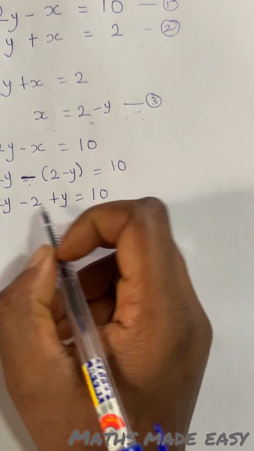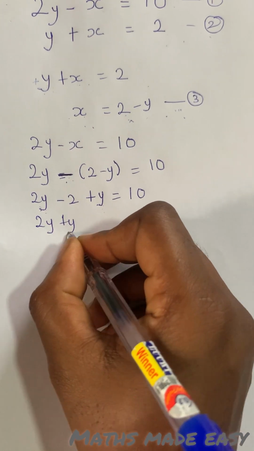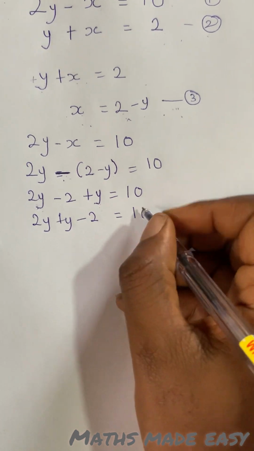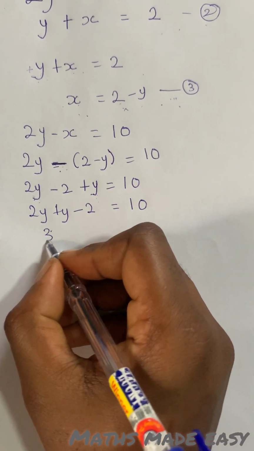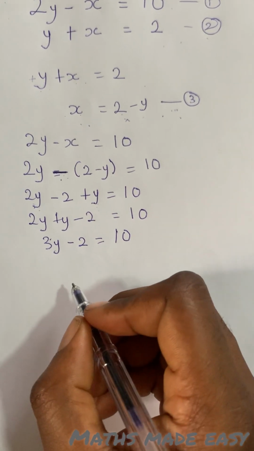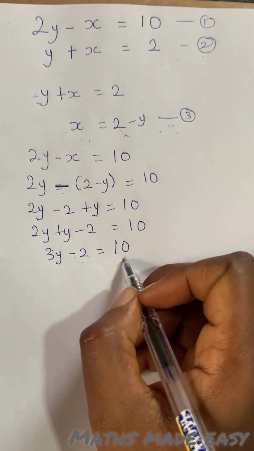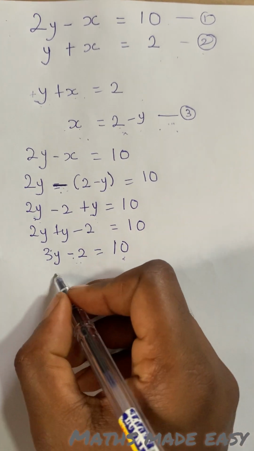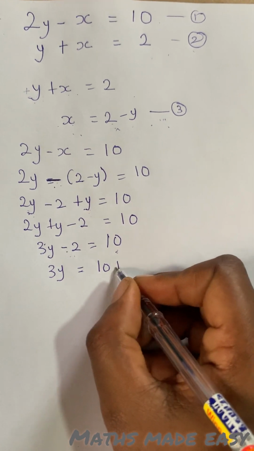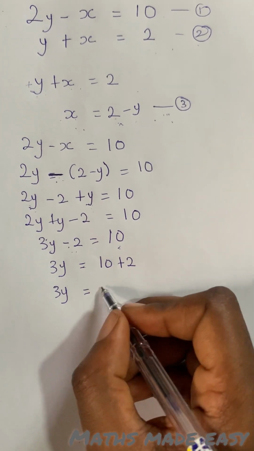Then we'll collect the like terms. 2y and y are the same, so we'll put them together. This equals 2y plus y minus 2 equals 10. So 2y plus y equals 3y. We have minus 2 here, then this equals 10. The next thing we need to do is take this to meet its fellow, the like term here. So we have 3y equals 10. When this comes across the equal sign, it changes to plus 2. So we have 3y equals 10 plus 2, which equals 12.